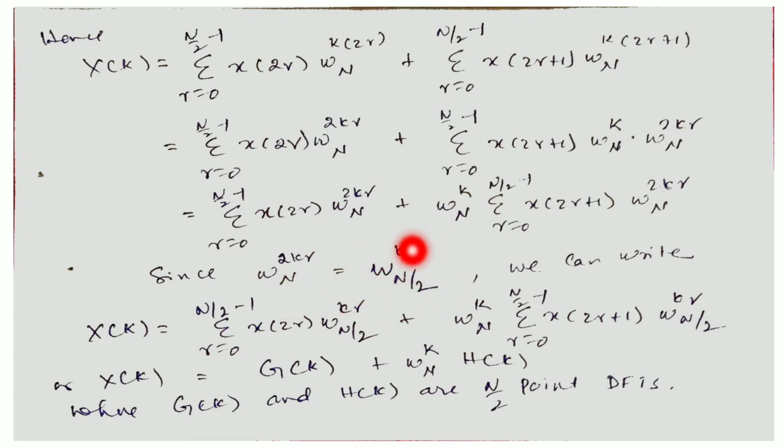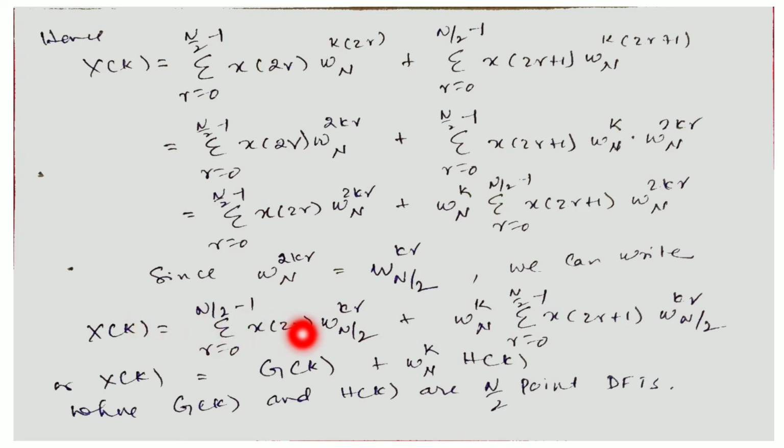Therefore, by substituting this value, we get X[k] is equal to the summation of x[2r] W_(N/2)^(kr) with r equal to 0 to N/2 minus 1, plus W_N^k times the summation of x[2r+1] W_(N/2)^(kr) with r equal to 0 to N/2 minus 1. If we look at this equation, on the left hand side we have X[k], which is the N-point DFT.